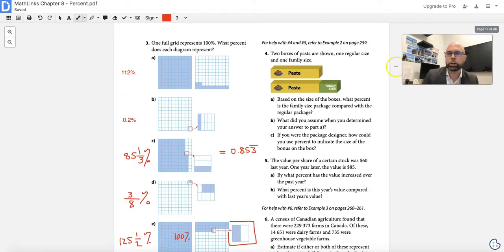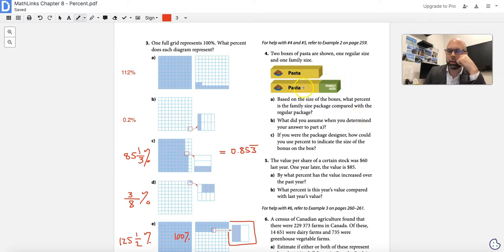Number 4, 2 boxes of pasta are shown. 1 regular size, 1 family size. Based on the size of the boxes, what percent is the family size compared with the regular package? My alarm's going, which means I'm supposed to be doing something. Well, they refer to example 2 on 259. I don't know if they want us to estimate this or to make a calculation.